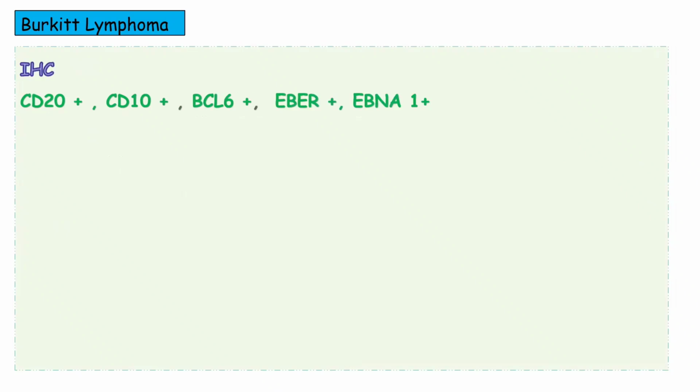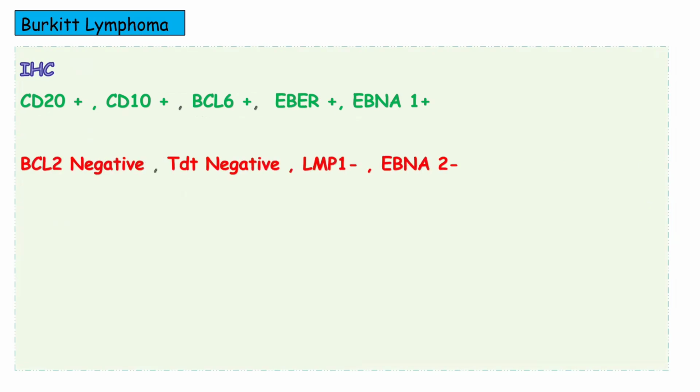So if we go for the IHC, it is a CD20 positive, CD10 positive, BCL6 positive lymphoma. So it originates from the germinal center. Moreover, it is EBER positive and EBNA1 positive, like I mentioned that it is an EBV-associated lymphoma. But it is BCL2 negative, it is TdT negative, LMP1 and EBNA2 negative. Ki-67 is 100%. So let me explain these EBV markers a bit over here.